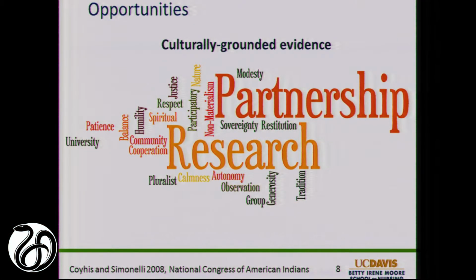So first is culturally grounded evidence. This is a wordle that I made by taking the words that represented Native American traditional values from Coyhis and Simonelli's work. And you see words that we don't tend to use when describing our sorts of health information technology research: patience, balance, humility, spiritual, respect, sovereignty, restitution, autonomy, calmness, plurality. It's important that these traditional values come throughout the entire continuum of research and development in order for us to really engage the Native American community in improving community health.